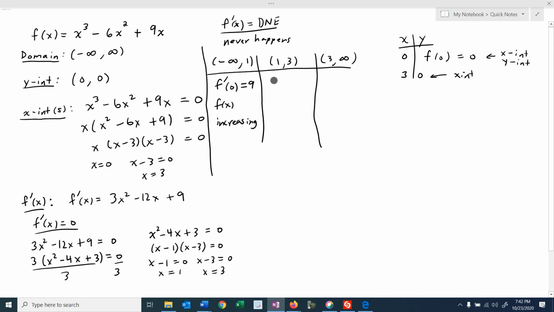Okay, and in the middle interval, let's pick 2 for a test point and plug that into the derivative. 2 squared is 4, so 4 times 3 is 12, and then minus 24, then plus 9. That gives us negative 12 plus 9, which is negative 3, and so that means the function's decreasing.